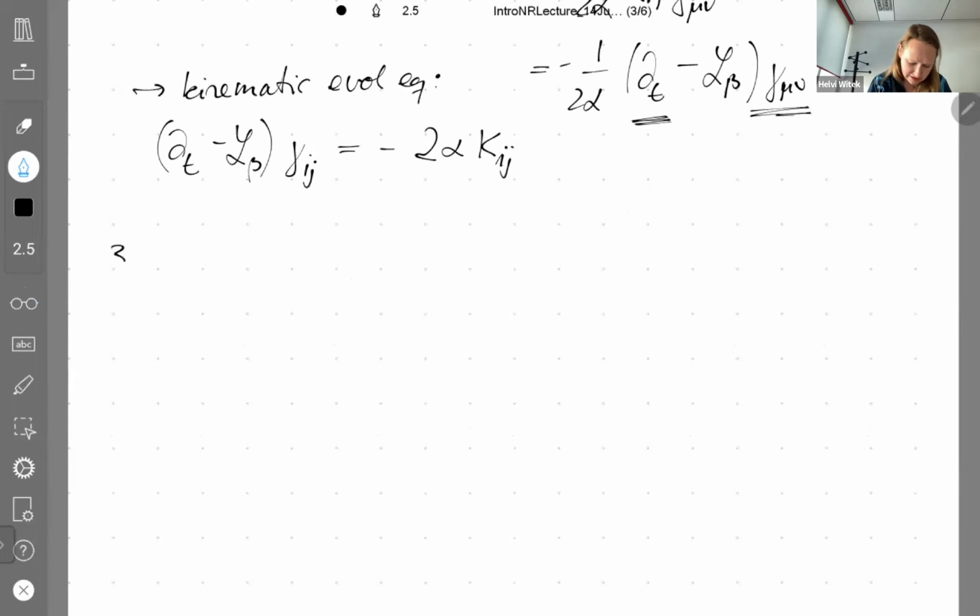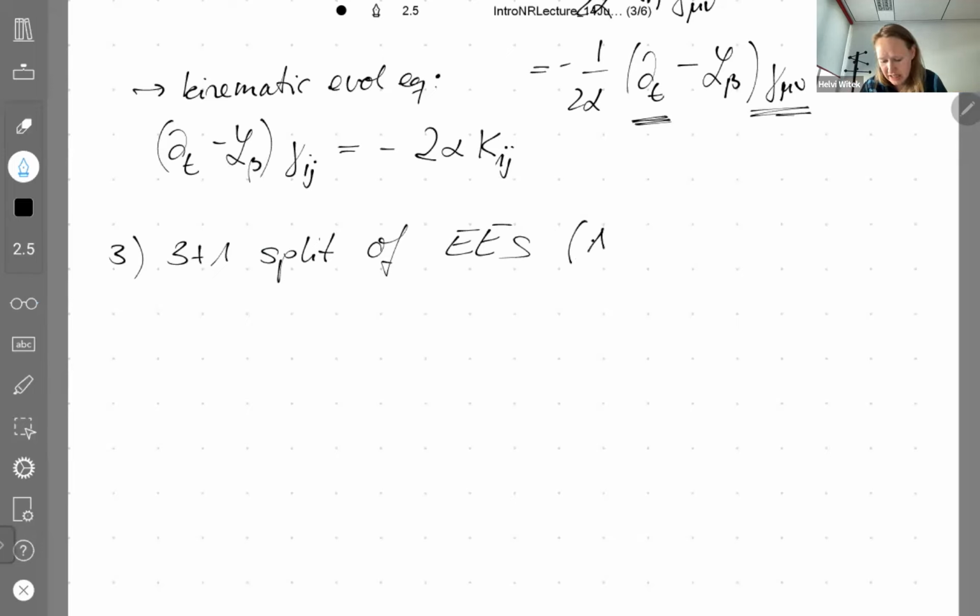So this is the next part. The 3+1 split of the field equation, and let me just abbreviate this here as Einstein's equations. What we will see in the end is what we typically call the ADM or ADM-York equations. And this stands for Arnowitt-Deser-Misner.